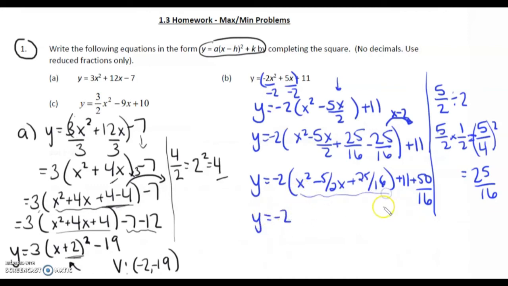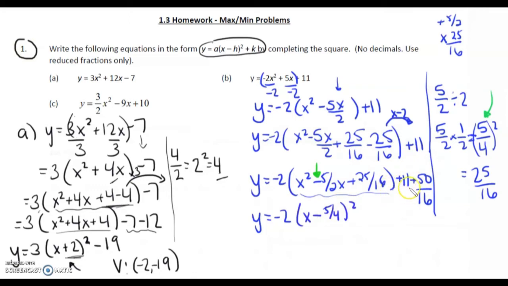Okay, so this trinomial we're going to factor. What two numbers multiply to 25 over 16 and add to 5 over 2? Well, I'm going to give you a hint. This is a little cheat way of doing it. This number here is always going to be the number that was divided by 2. So 5 over 4. So we're going to have x minus 5 over 4 squared. Because this here is a subtraction, our number in the bracket will also be a negative number.